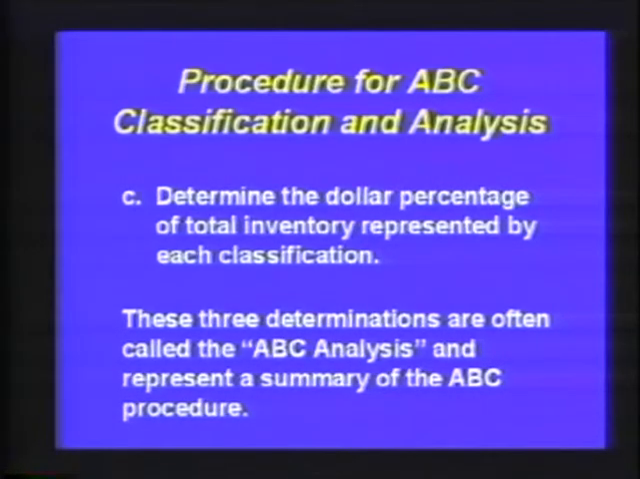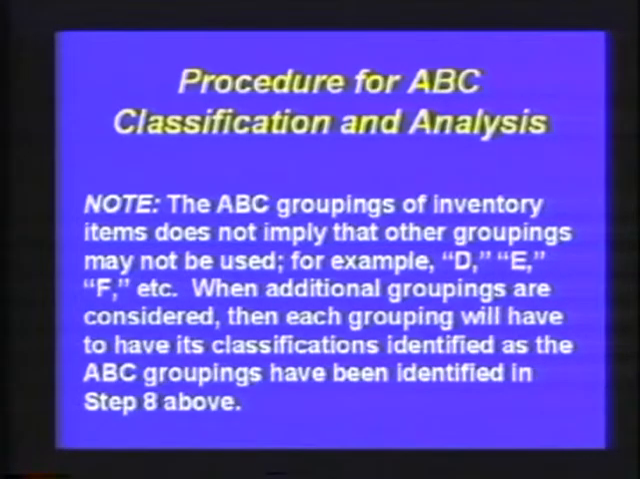And you'll notice that there's a note at the bottom of page 16B, and it merely indicates that if you wanted to use other alpha characters in addition to A, B, C, what you're really going to have to do is to identify what the parameters are of A, B, C, D, E, F, if you're going to use, let's say, those 6 alpha characters, which are represented in this particular exhibit by page 16A, item 8, okay, where the A items represented 20% of the part numbers, represents approximately 80% of the annual usage value.